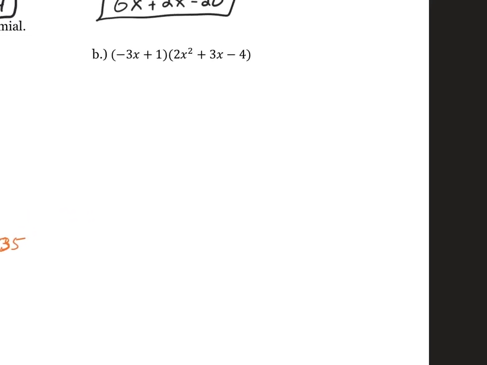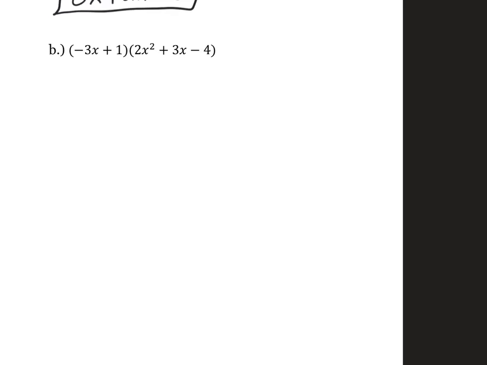I am going to show you yet another strategy here, again, just to keep you organized, okay? So we need to make sure that we're distributing negative 3x to all of these right here. All right, so let's come up with that polynomial. When I do that, negative 3x times 2x squared gives me negative 6x cubed. Then my next term, negative 3x times 3x gives me negative 9x squared. And then negative 3x times negative 4 gives me positive 12x.